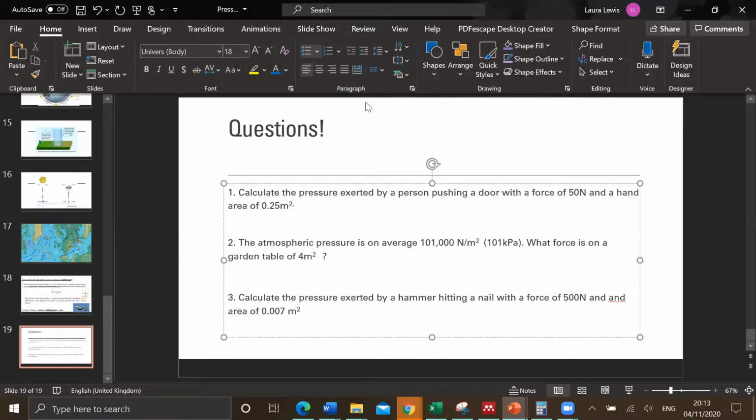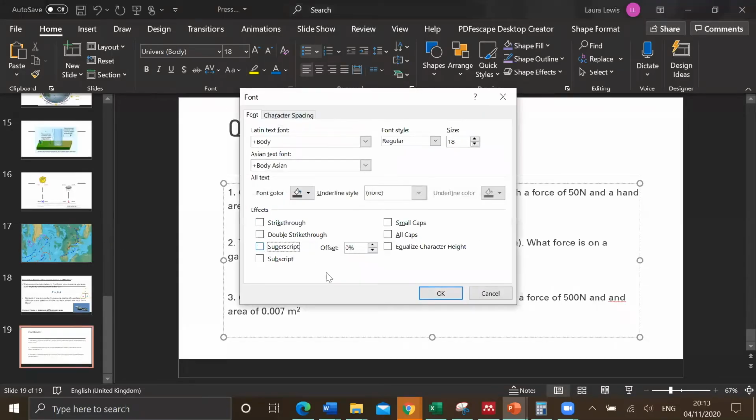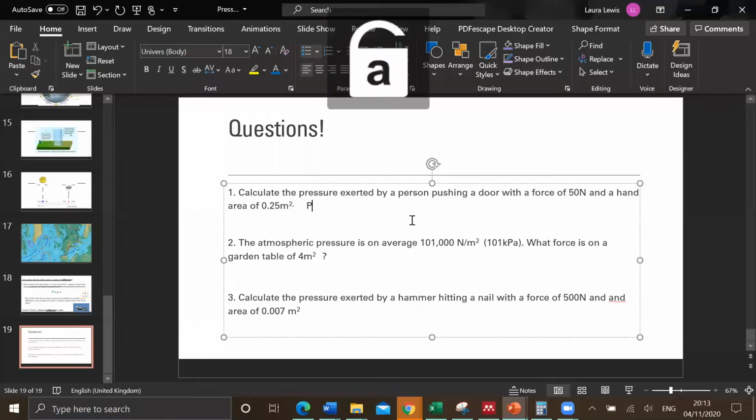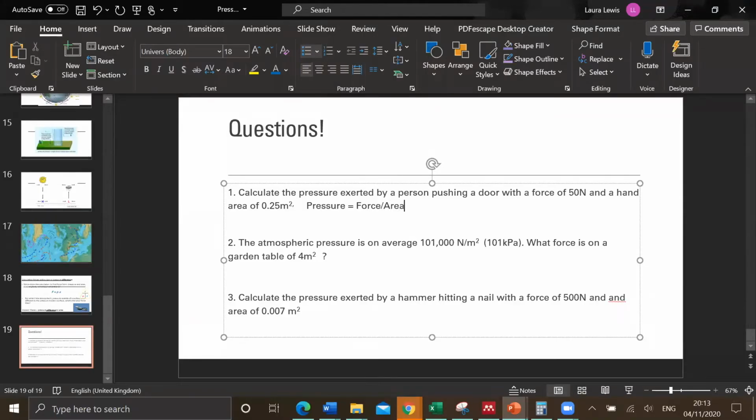Sorry, I'll do it the other way around. Pressure equals force divided by area, because otherwise we have to rearrange, and we don't need to rearrange if we already know it. I was going to rearrange it for you, but we don't need to. So pressure equals force divided by area. So let's put numbers in.